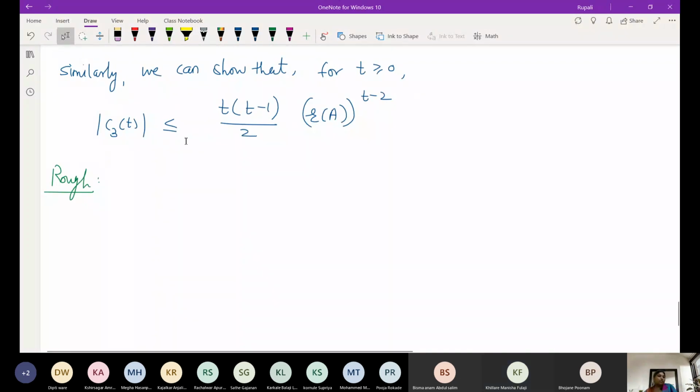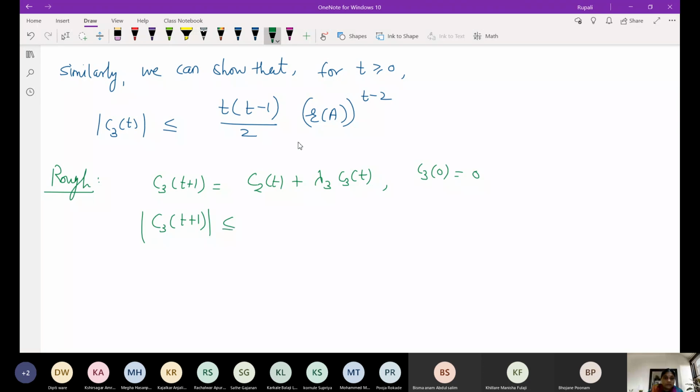So how can I write this? Mod of c3t is less than or equal to t times t minus 1 by 2 r of a raised to t minus 2, because we know that c3t plus 1 satisfies the equation. What does it satisfy? c3t plus 1 equals c2t plus lambda 3 c3t, and c3 at 0 is equal to 0. Again you apply, so c3t plus 1 is less than or equal to mod of c2t plus r of a times mod of c3t. I can write that. Is that right?